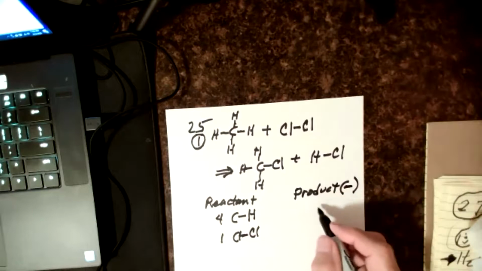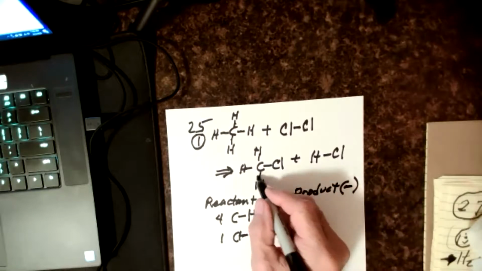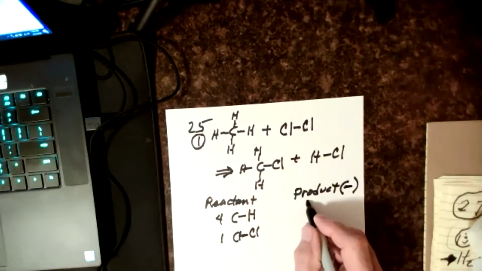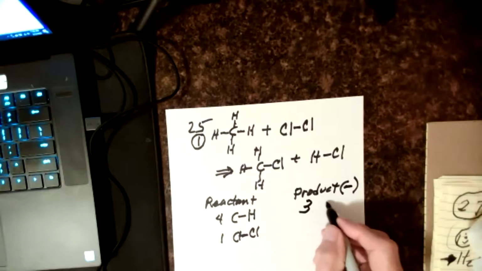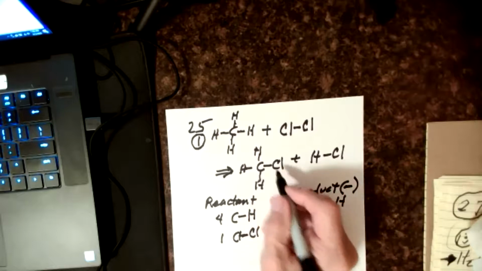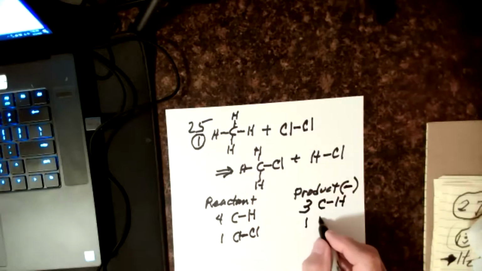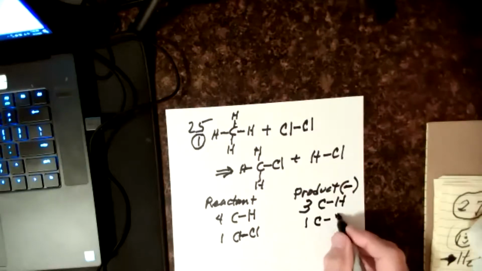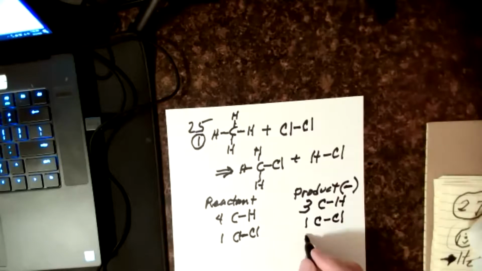In the product side over here, what do I have? I've got 1, 2, 3 CH single bonds, and I've got 1 C to Cl bond, and I've got 1 H to Cl bond. Okay, so there are all my bonds.